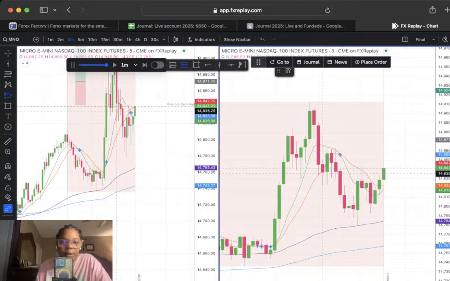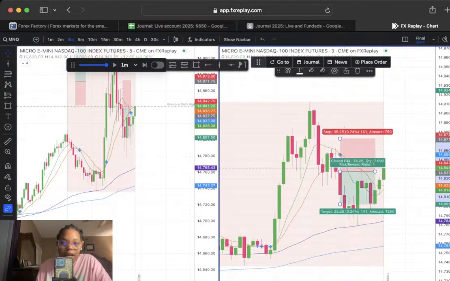Okay, so we broke here, but we're not above the 9. The 9 is the orange one. We're below it, so we technically wouldn't get in until here. I like that space.